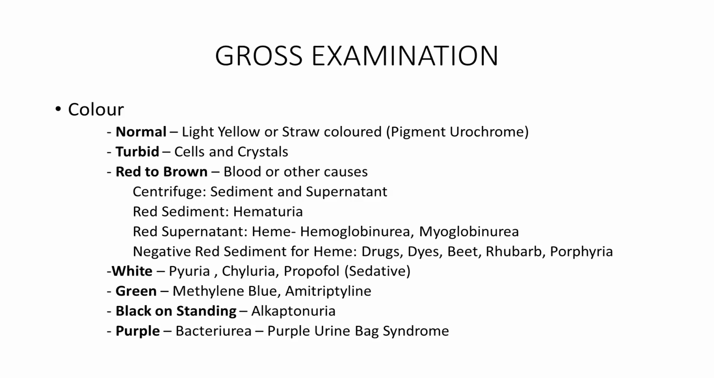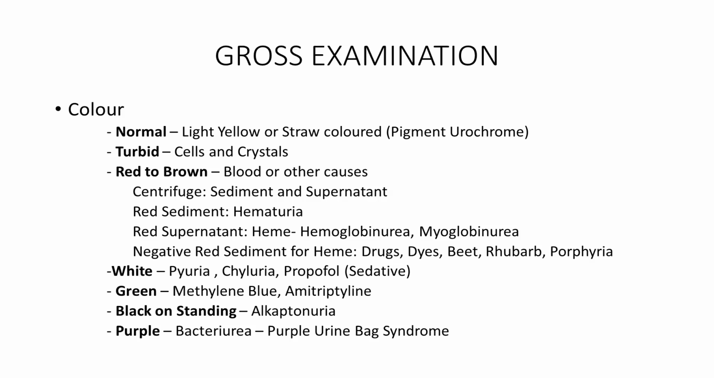Whenever you see urine which is red colored, you have to centrifuge it. If the supernatant is red, it usually signifies presence of heme, which is because of hemoglobinuria or myoglobinuria, and if the sediment is red, then it is hematuria. Negative sediment is usually seen in red colored urine due to dyes, drugs, beetroot, rhubarb, or in porphyria. White colored urine is in pyuria or chyluria.